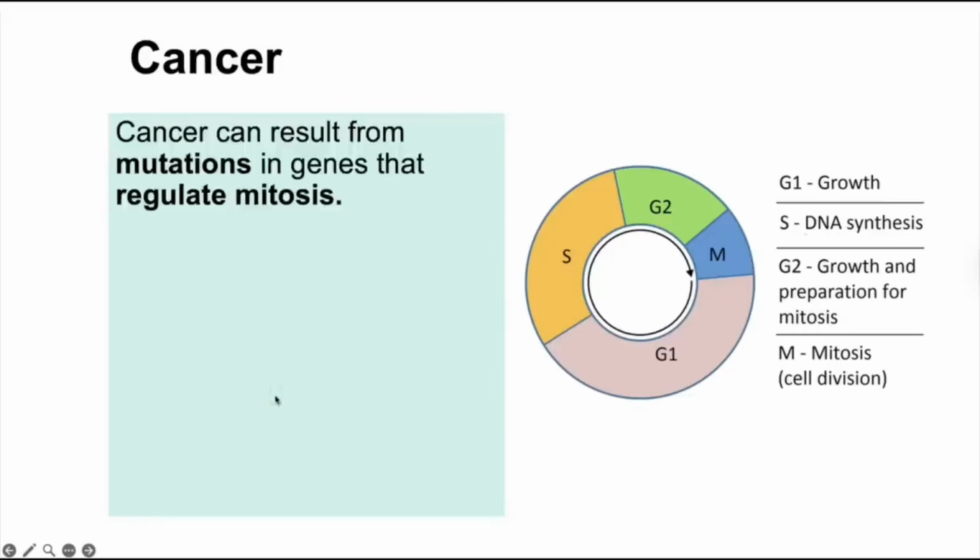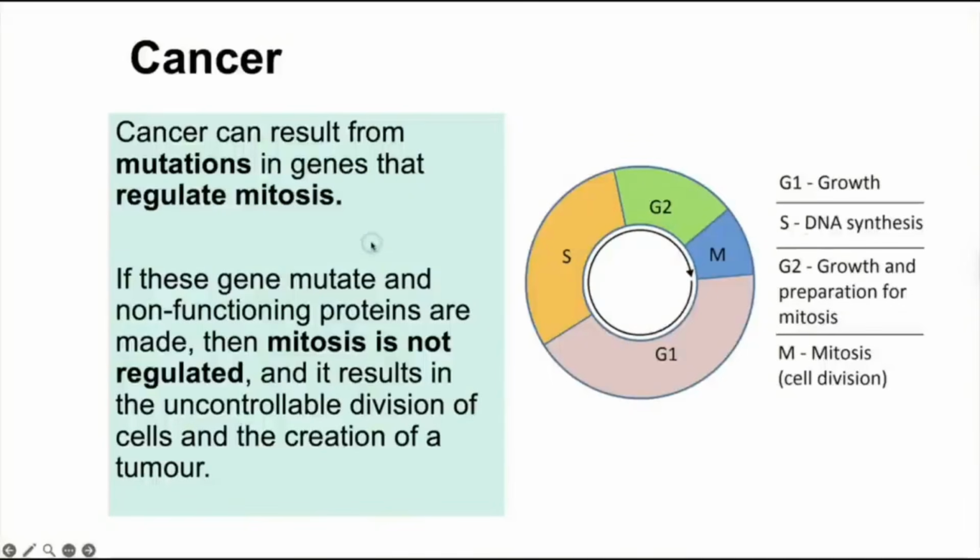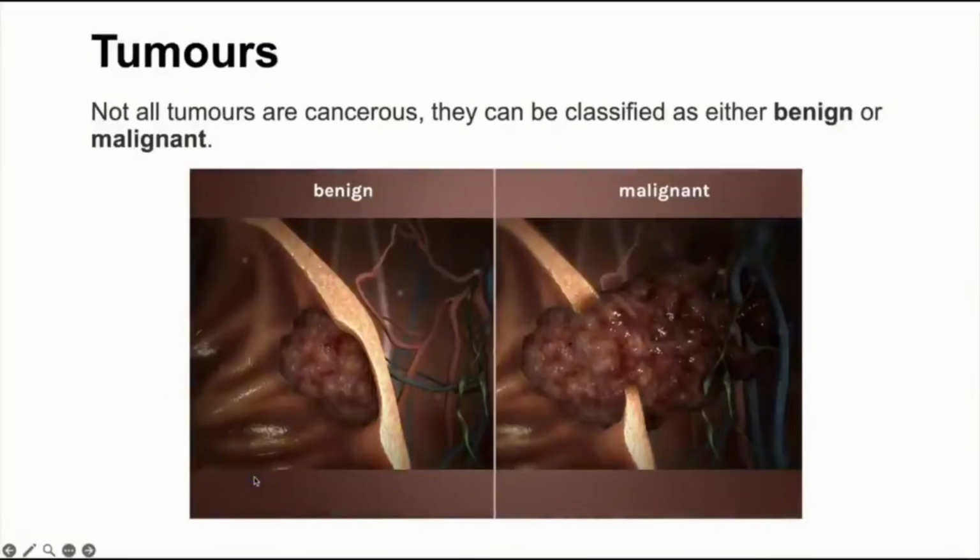So this then follows on to cancer. Cancer can result from mutations in genes that are responsible for controlling and regulating mitosis, and we're going to have a look at the role of epigenetics as well. But first of all, if these genes do get a mutation and a non-functioning protein is made, then that means mitosis is not regulated and you get uncontrolled mitosis or cell division, and that results in the creation of a tumour.